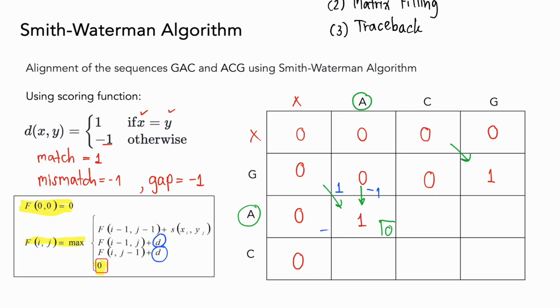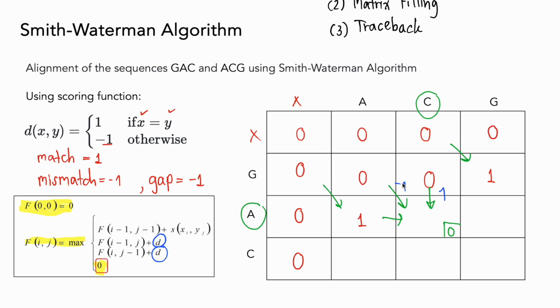And 1 here comes from the diagonal direction, so we will keep the arrow from the diagonal cell. We will go on to the next cell here. So we consider 0, left cell, diagonal cell, top cell. We see that from diagonal 1, A and C are mismatched, so we will put -1 here.